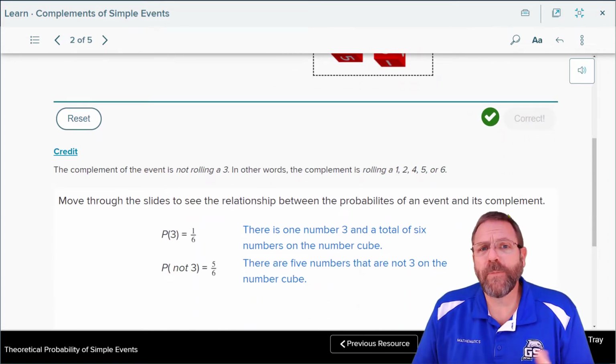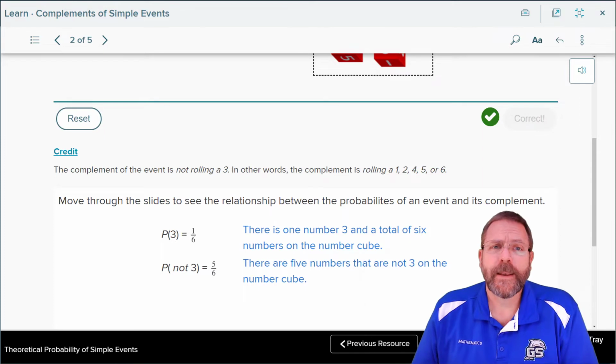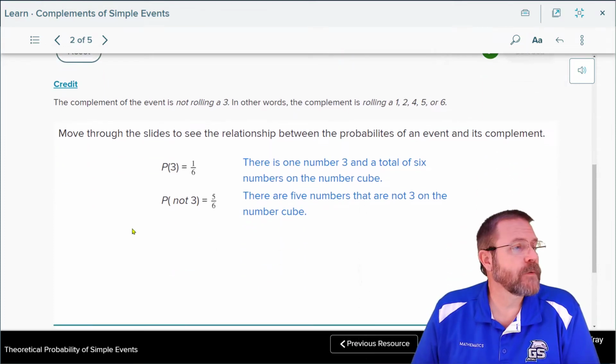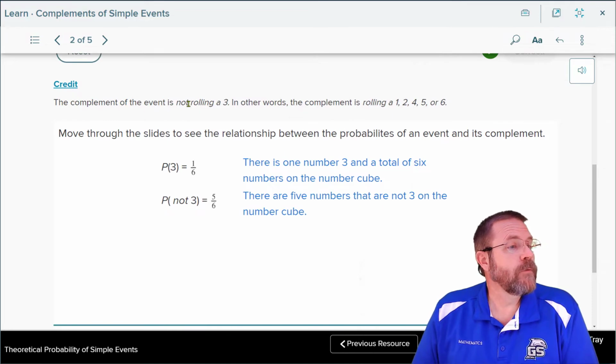Now, you would think complement's supposed to be a positive thing. Not in math. You notice I don't hand out a lot of complements in math. It's not a positive thing. The complement of the event is not rolling a 3. In other words, the complement is rolling a 1, 2, 4, 5, or 6, just like we found.